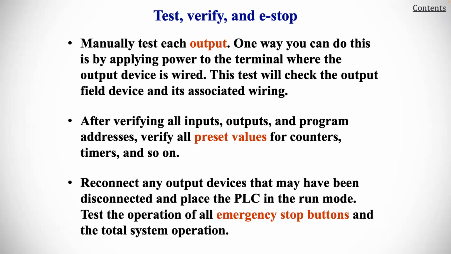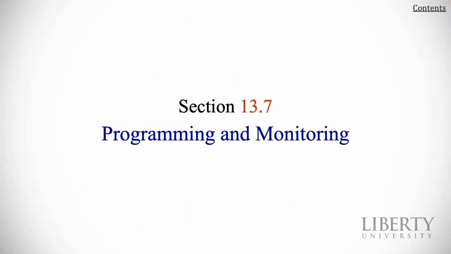For output testing, manually test each output. One way you can do this is by applying power to the terminal where the output device is wired. This test will check the output field device and its associated wiring. After verifying all inputs and outputs and program addresses, verify all preset values for counters, timers, and so on. Reconnect any output device that may have been disconnected and place the PLC in the run mode. Test the operation of the emergency stop buttons and the total system operation. So there are a lot of things you want to be doing before you are ready and safely able to go into operation.